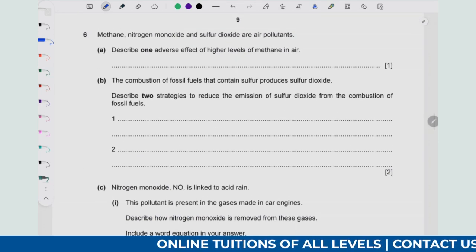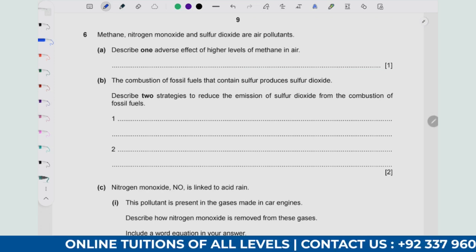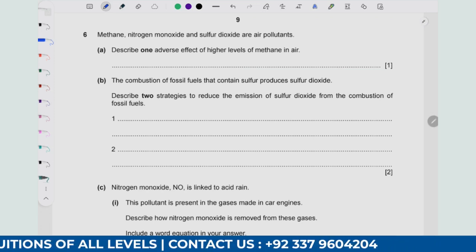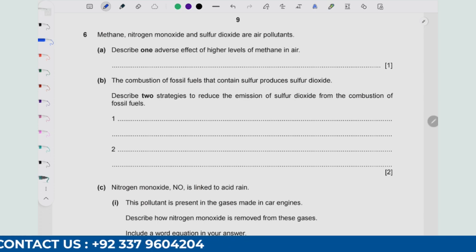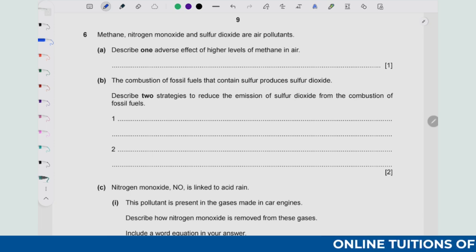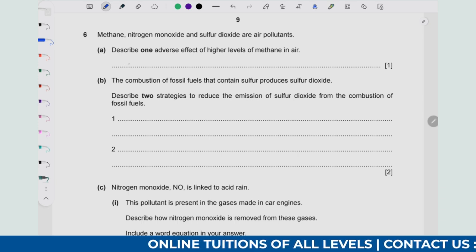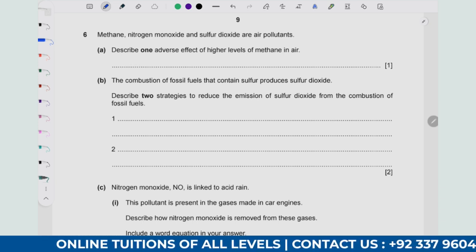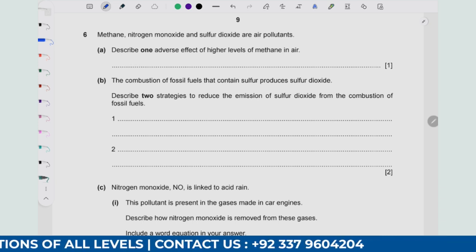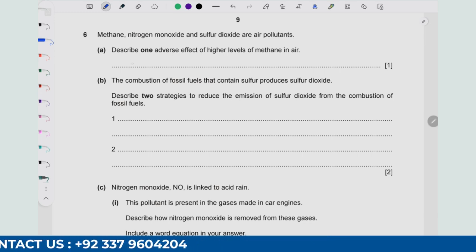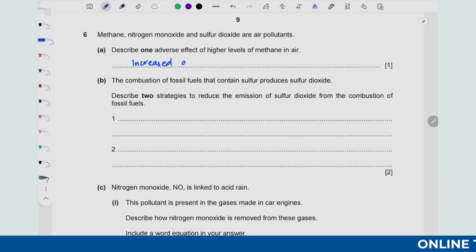Moving towards the next question. The next question states that methane, nitrogen monoxide, and sulfur dioxide are air pollutants. Describe one adverse effect of higher levels of methane in air. So higher levels of methane will be causing an increased level of global warming. So you can say increased global warming.